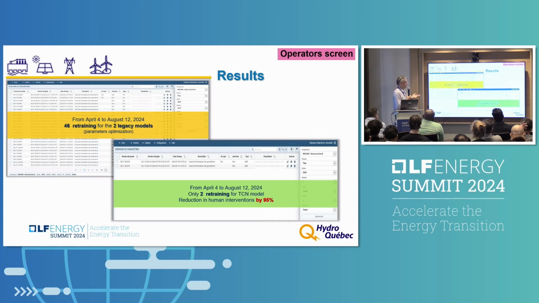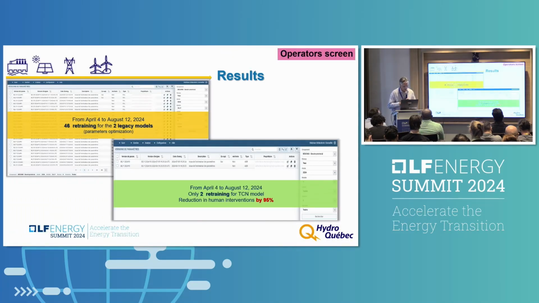Another important point is that from April 4th to August 12th, we had 46 retrainings of the two legacy models, with parameter optimization. With this TCN model, we had only 2 retrainings, so a reduction in human intervention of 95%.